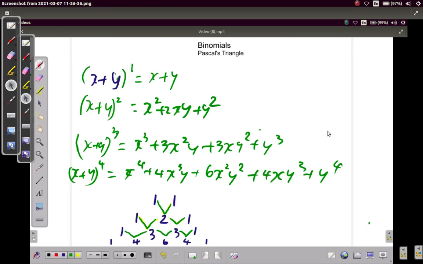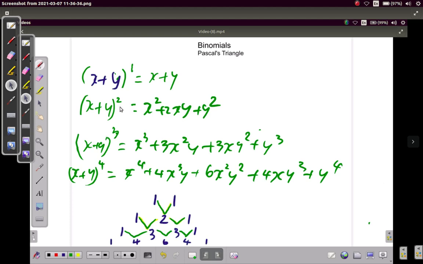We continue to look at Pascal's Triangle. Now, here's a screenshot of what we were doing in the last video. We expanded these binomial expressions. When we have x plus y raised to the power of 1, of course, all you get is just x plus y.